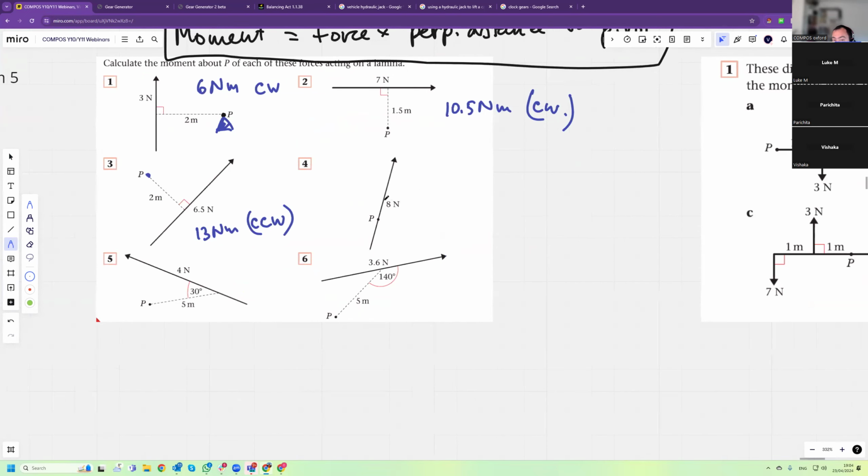Now, what about 4? What's the moment of the force in question 4? That's fine, Mark. The moment is 0 because the distance from the pivot is 0. So the force goes through the pivot. So this is 0 Newton meters. The moment of the force is 0.